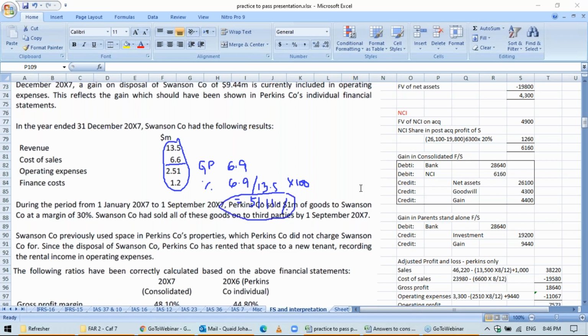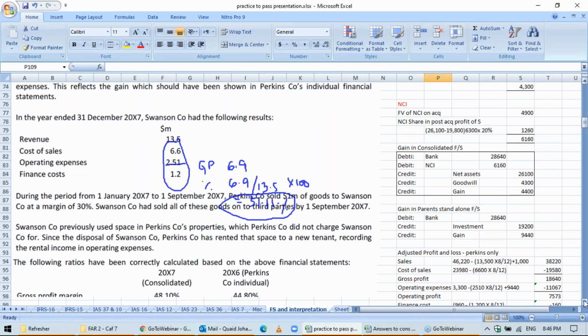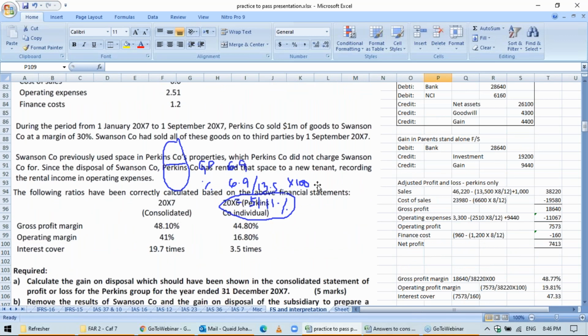And if you note Perkins' own gross profit margin, what is Perkins' own gross profit margin? Perkins' own gross profit margin is 48.77%. What do you say? Should they have sold it? Should they have sold this Swanson company, which had a better gross profit margin than Perkins? They shouldn't have. So a question arises here: they have sold a subsidiary whose gross profit margin was better than Perkins itself. They should have retained that company.